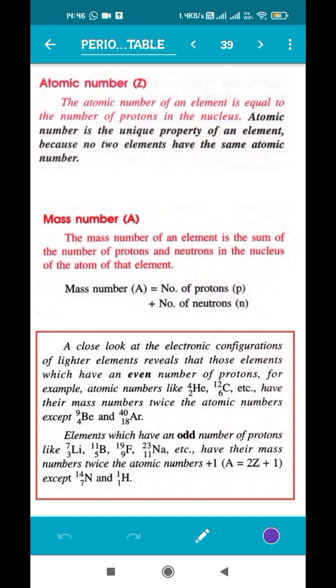So something which is fixed, we consider our properties in such a way. So atomic number is the number of protons which are present in the atom. And what is mass number? Mass number is the total amount of substance which is present in the nucleus.